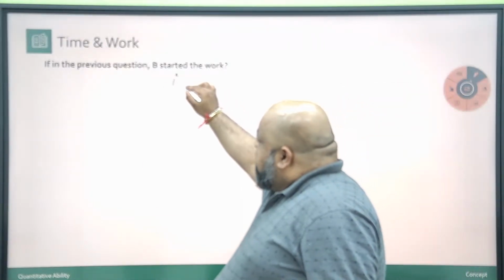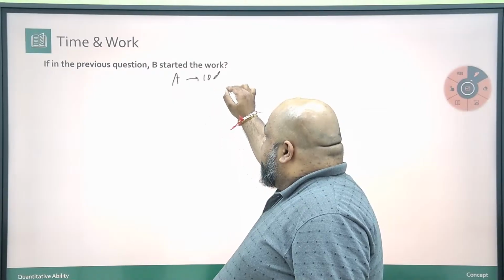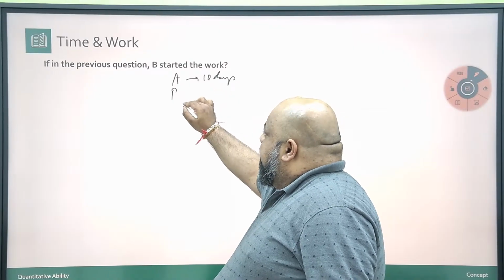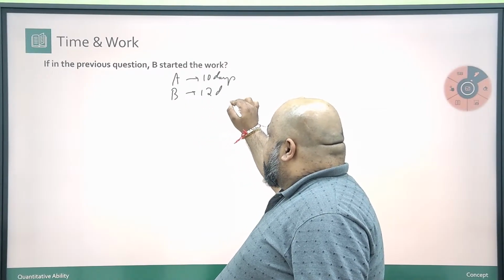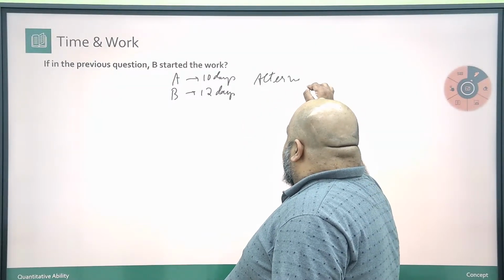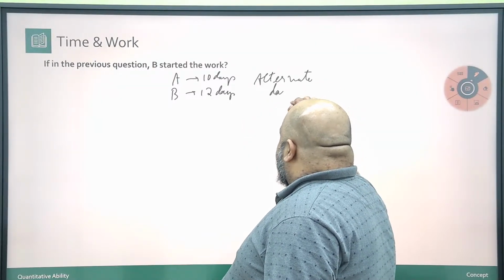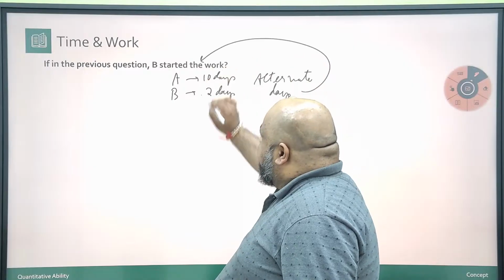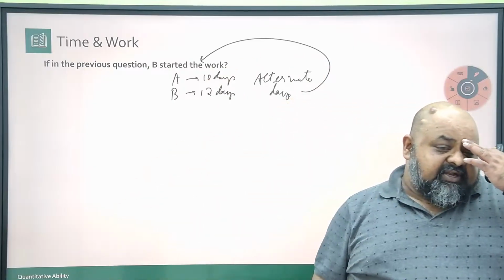A does the work in 10 days. B does the work in 12 days. They are working on alternate days. एक दिन एक. Starting with B. In how many days will the work get finished? Now tell me.